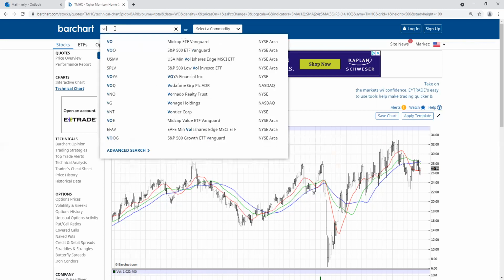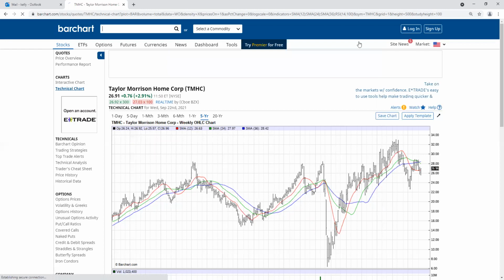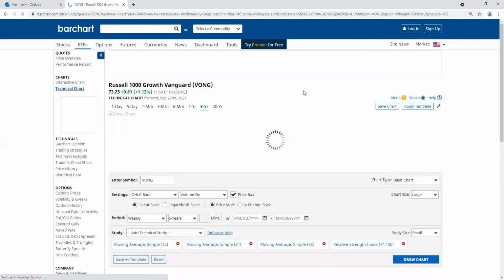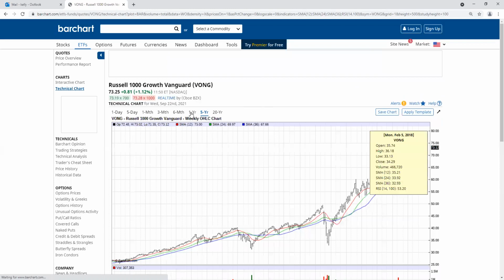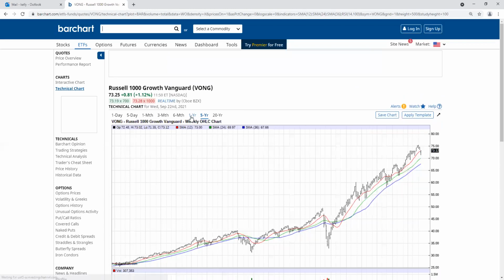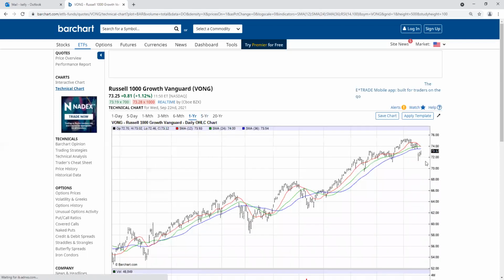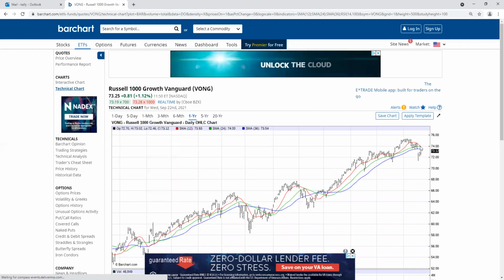Just wanted to give you a little bit of Russell information, because if Q4 is going to be good, some people think that the Russell could be a place to go. So I'm going to look at the Russell growth. Still in a little bit of trouble here, but if it gets above 74, let's say, starts trading above 74, it could open the door for some good action there.